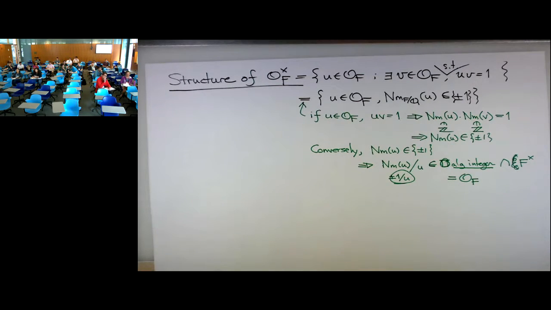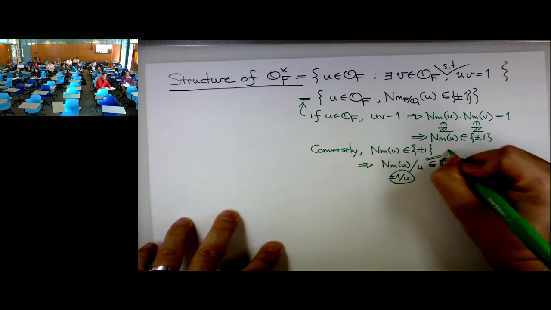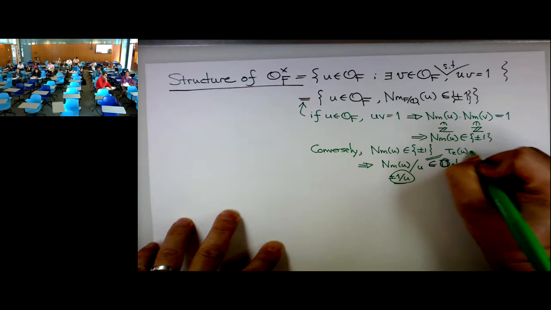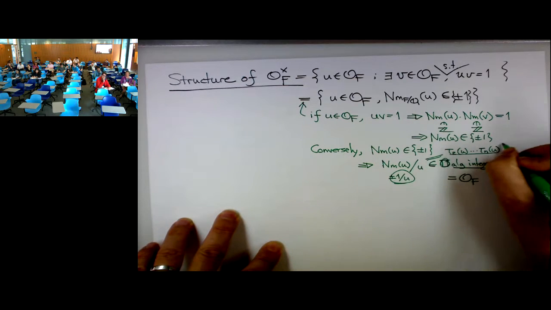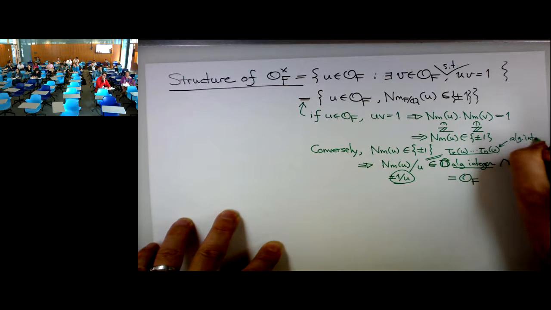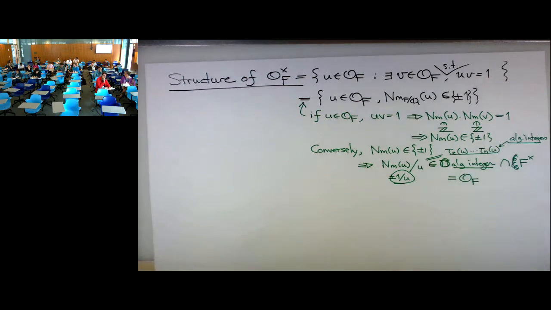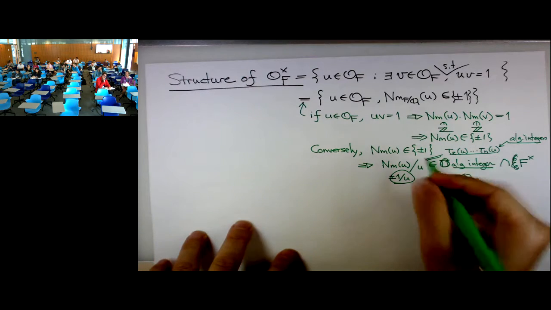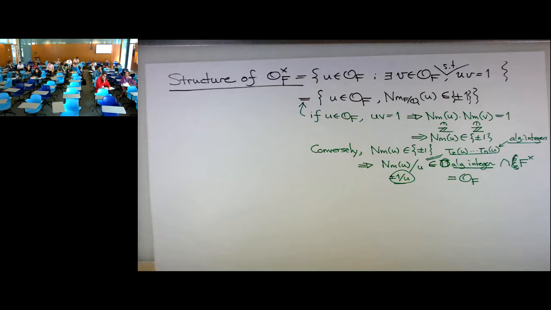Wait, why did you say it had to be an algebraic integer? Because the norm of u is equal to the product tau 2 of u through tau n of u, the conjugates. These are all algebraic integers, because they have the same minimal polynomial. Of course you don't know whether each one of them is going to be in F, but their product is, because the product is plus or minus 1 over u. So it's both an algebraic integer and in F, therefore it's in O_F. So this is an equivalent description of the structure of O_F cross.